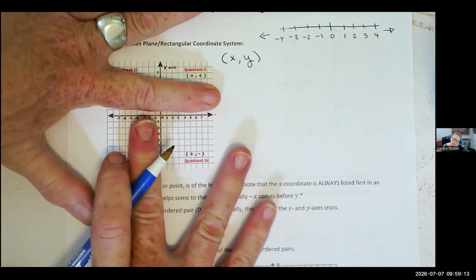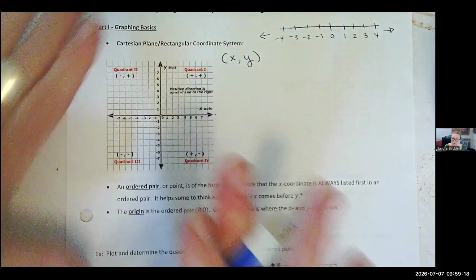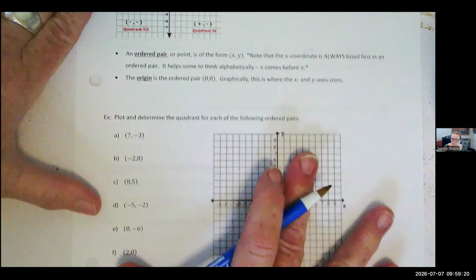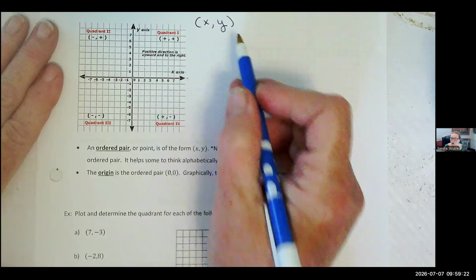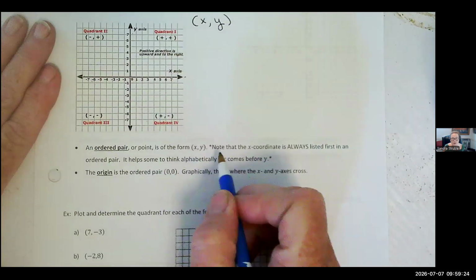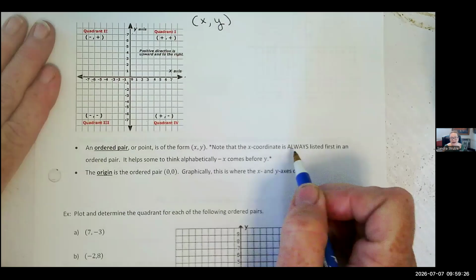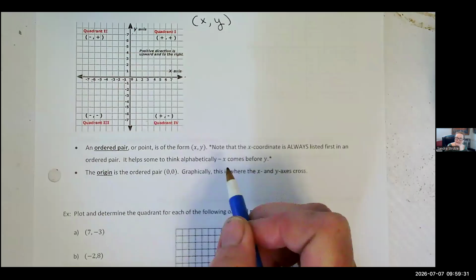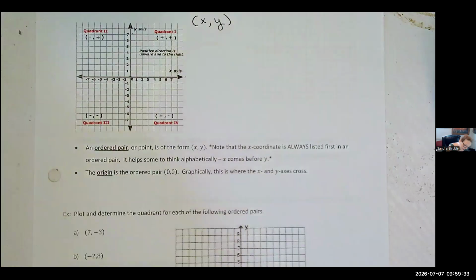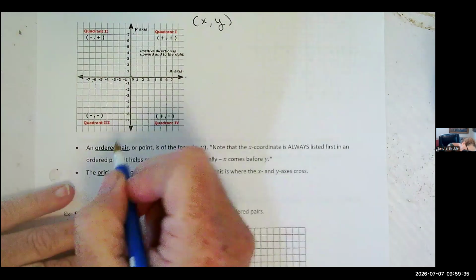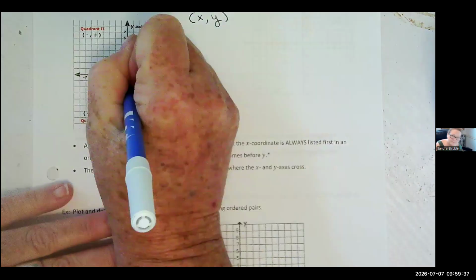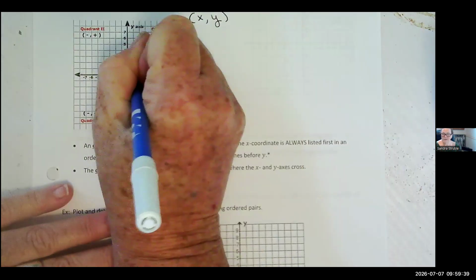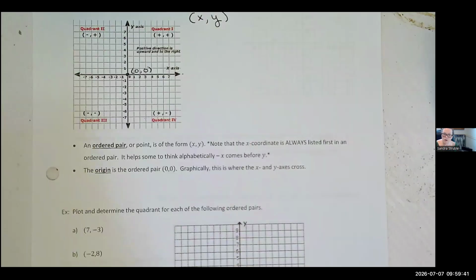So let's go a little further with this. An ordered pair is in the form (x, y). Note that the x coordinate is always listed first in an ordered pair. It helps to think alphabetically, x comes before y. The origin is the center. It's the ordered pair right here, and that is (0, 0). That is the origin. It's where the x and y axes cross.